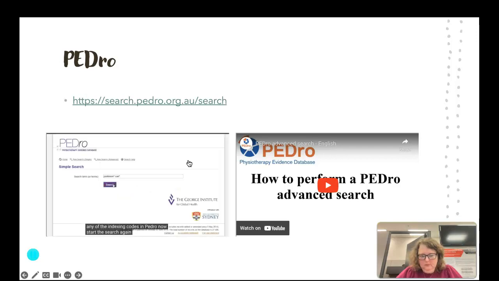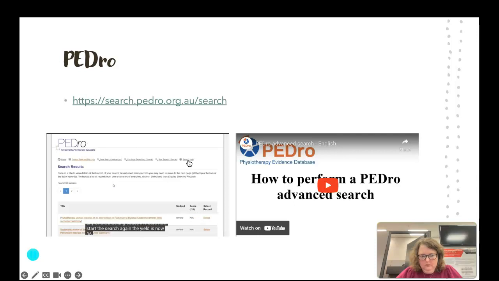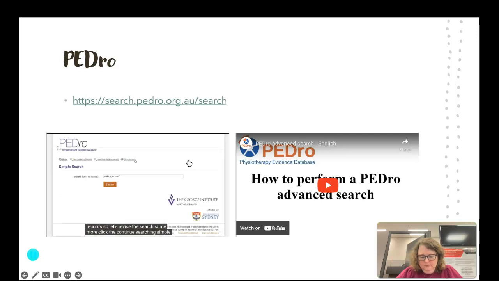Now start the search again. The yield is now 36 records. This is still too many records, so let's revise the search some more. Click the Continue Searching Simple link to return to the search page and make the search more precise by adding some more search terms. Let's use another component from our clinical question. We can define the outcome using the word fall asterisk.